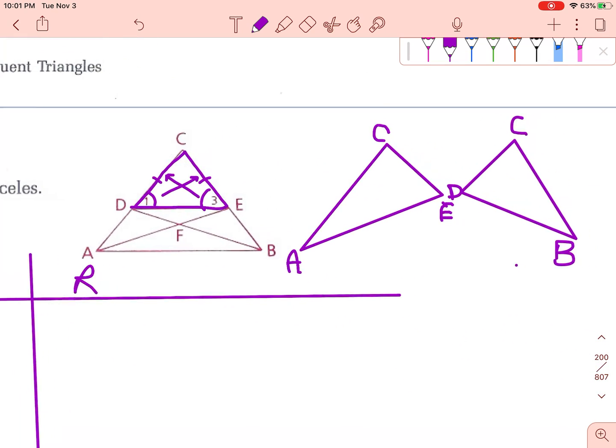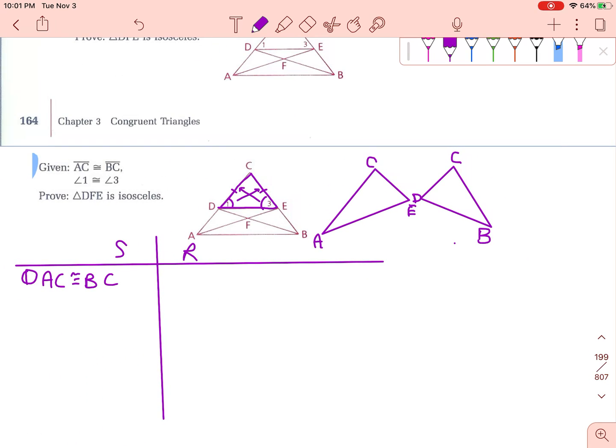I pulled out the triangles that I saw that contained those two sides. So that was side CE and side DC. Okay, and that was from angle 1 being congruent to angle 3. Because I pulled out these triangles right here. So here's my pink triangle that I pulled out right here, and here's my blue triangle that I pulled out.